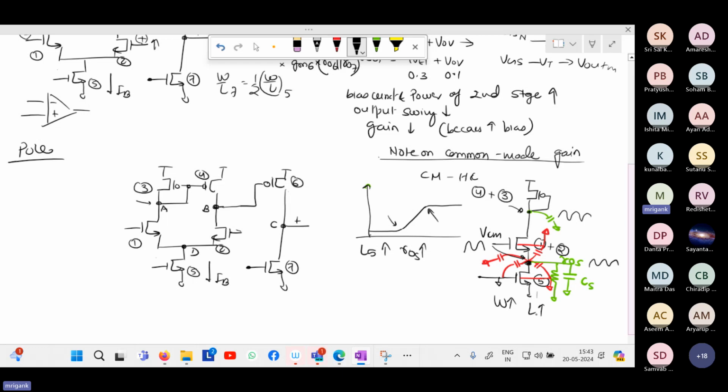So in order to make it more ideal, you make the L larger. But that larger L will also have more parasitic. It will also have a trade-off: this particular point will start coming earlier because the parasitic is increasing. There is always a trade-off.